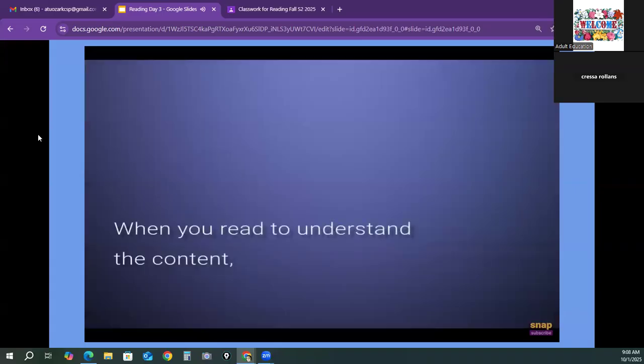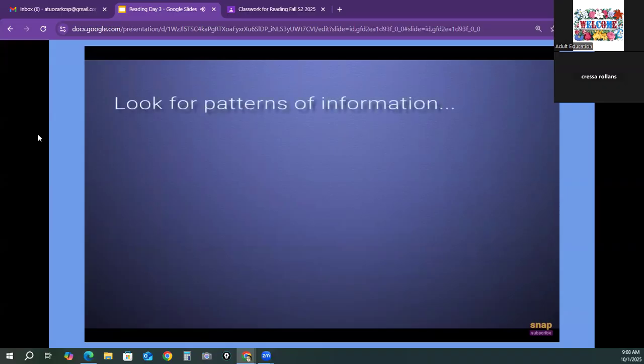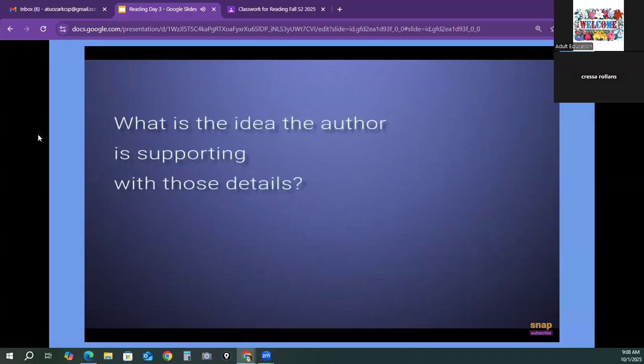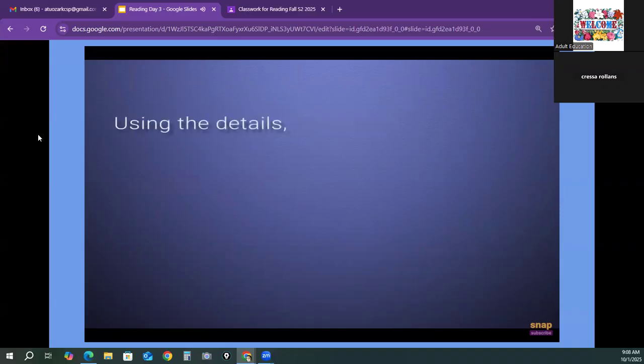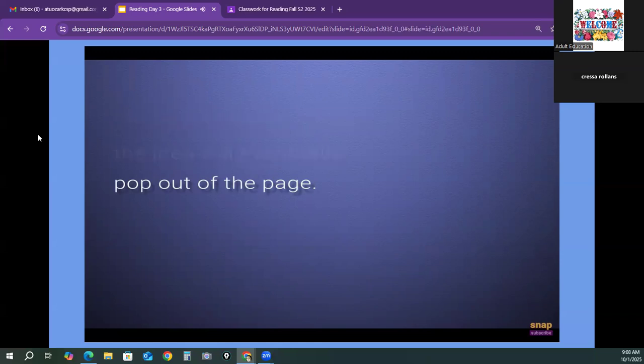When you read to understand the content, look at the details the author used. Look at how the ideas are organized in the paragraph. Look for patterns of information. What do the ideas have in common? What is the idea the author is supporting with those details? Using the details, the idea will eventually pop out of the page. That means you understand what you're reading.